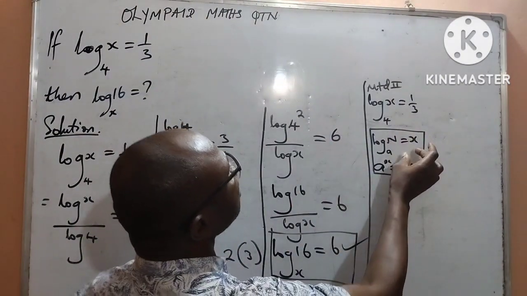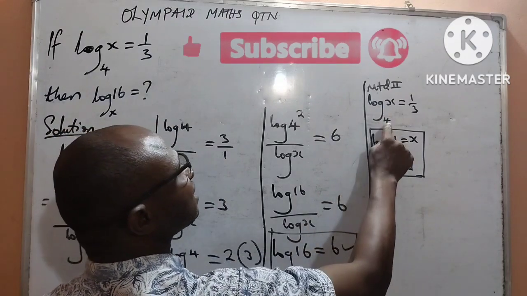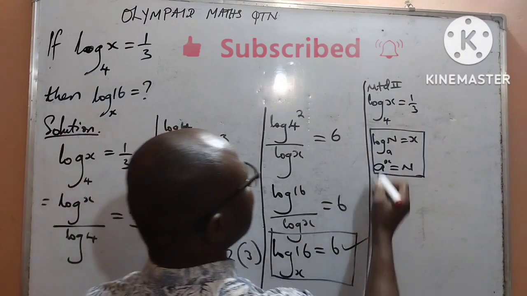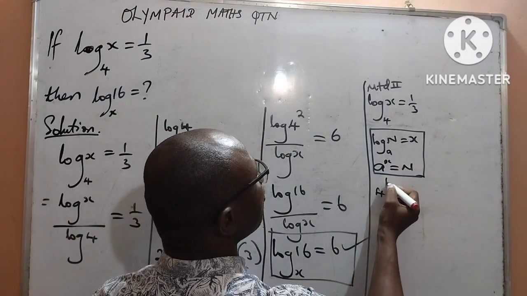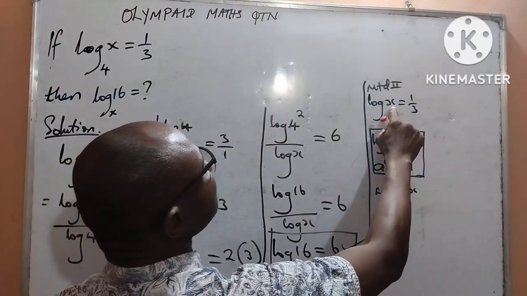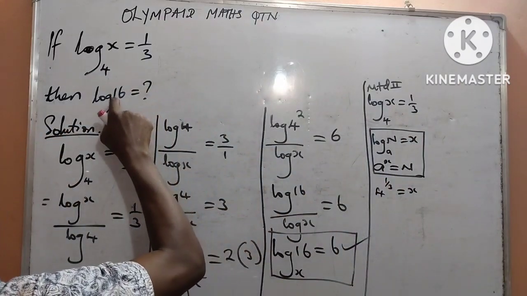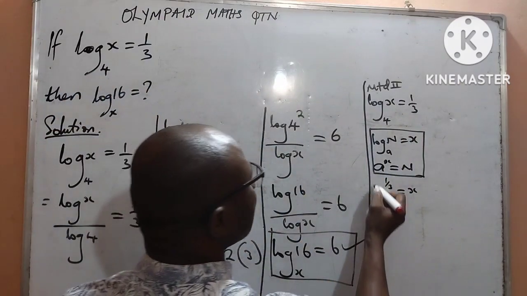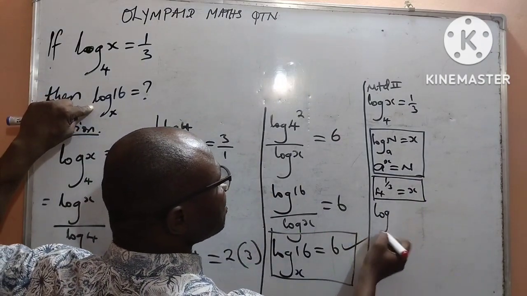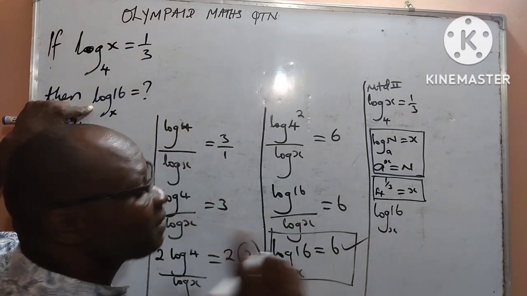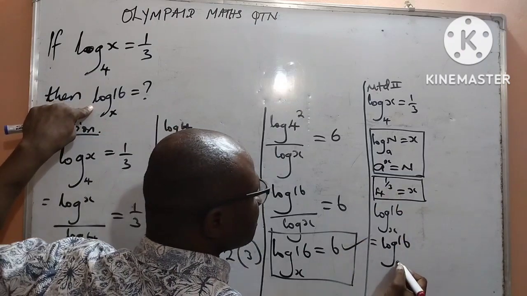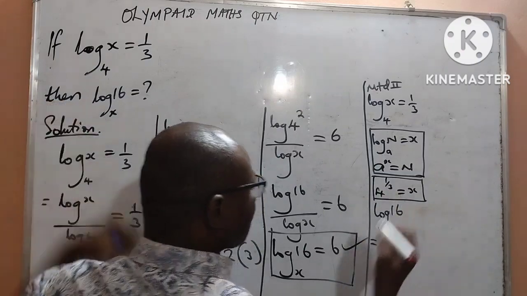Now, applying this law, the question that I am given means that the base raised to the power 1 over 3 is equal to x. Therefore, I can now write 4 to the power of 1 over 3 is equal to x. This way, I have gotten the value of x in the question that I am asked to evaluate. Therefore, I now know the value of x. I can now say that log 16 to base x can be written as log 16, where my x now becomes 4 to the power of 1 over 3.